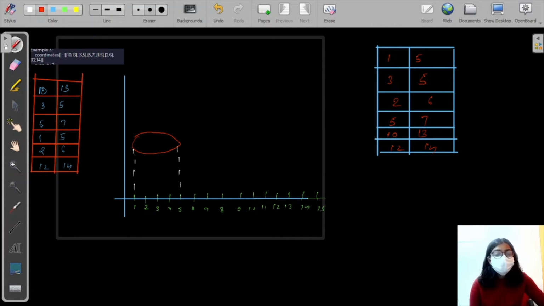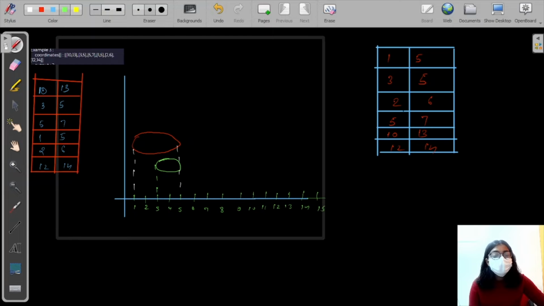Okay. Then another balloon from 3 to 5. From 3 to 5, here there would be another balloon. It means both of these balloons are sharing the common area. So if I can burst both of these two balloons using the common arrow, from a single arrow, I can burst both of these two balloons.